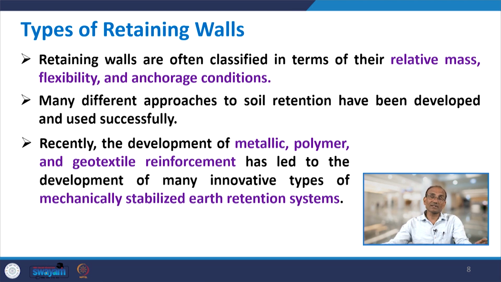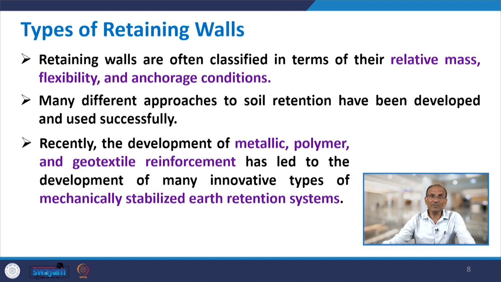So, when we say stiffness and flexibility, this will be a relative term, because a retaining wall is mostly used to retain the earth, soil. Normally the soil compared to the retaining wall will be flexible. So, how much difference there is between the stiffness of the earth material and the retaining wall will govern the design part. And then many different approaches to soil retention have been developed and used successfully.